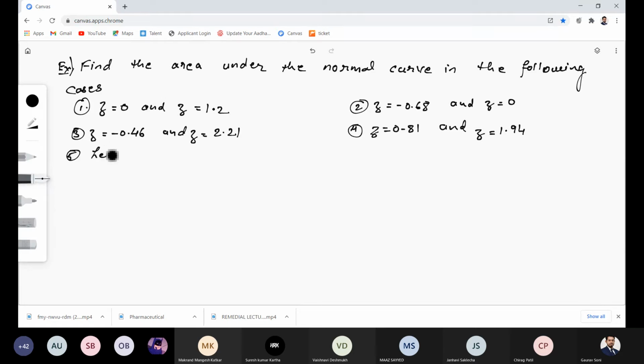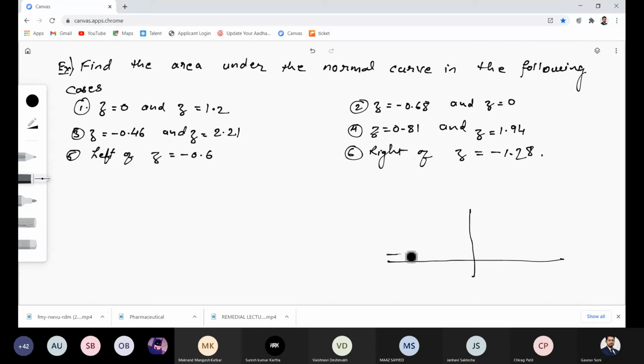Fifth, left of z is equal to minus 0.6, and sixth one, right of z is equal to minus 1.28. Okay. So we just have to find the area, and your changed variable is already given to you. So I'll draw the diagram first of all. The curve is symmetric about the y-axis.